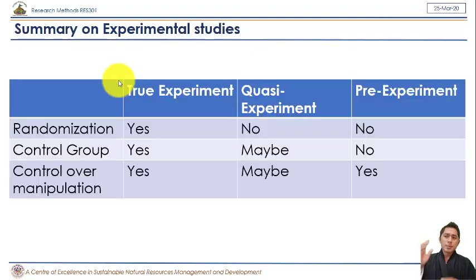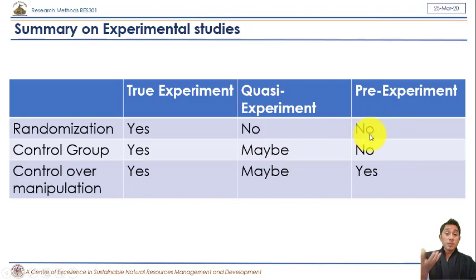So in summary, looking at the three characteristics: randomization, control group, and control over manipulation of independent variable. True experiment is when we have control over all the three. We have got randomization, we have got control group, then we have got our control over manipulation of independent variable. Quasi is when we do not have randomly assigned groups. We may or may not have control group. We may or may not have control over manipulation.